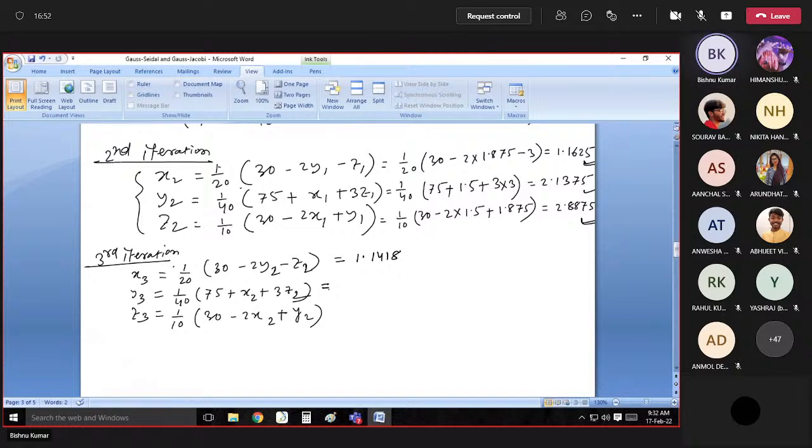Don't do the wrong calculation. Okay. 2.1206. 2.1206. 06. 30 minus 2x2 plus y2 by 10 means whatever this value will be, you are dividing by 10, so you just move the decimal place one step to the left. So 2.9812.